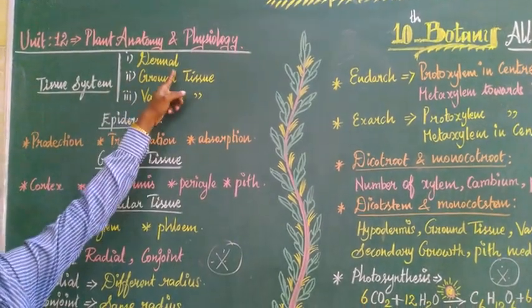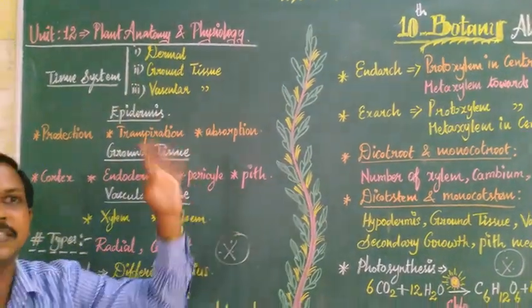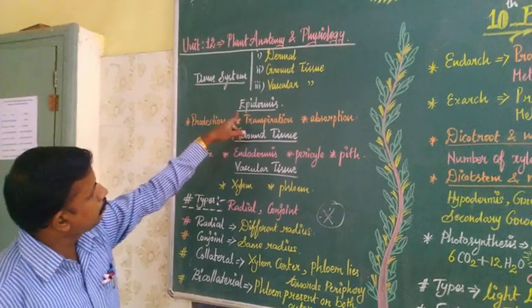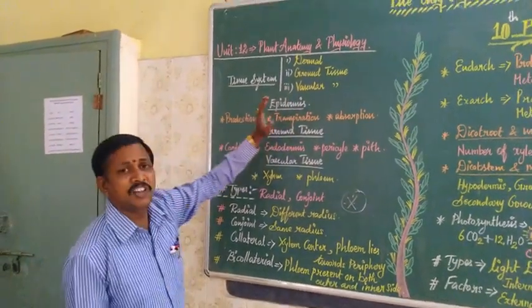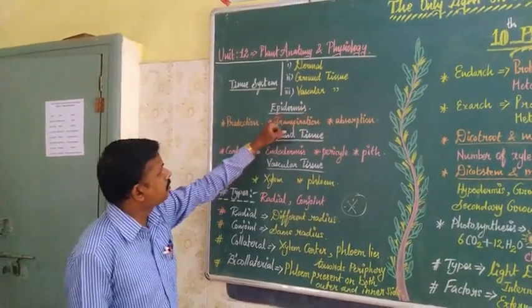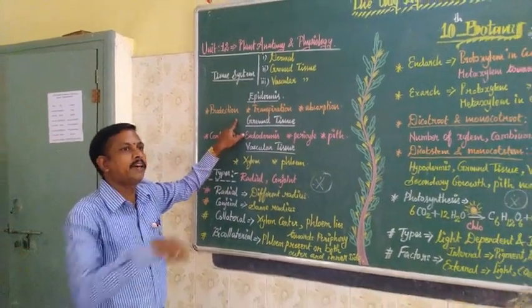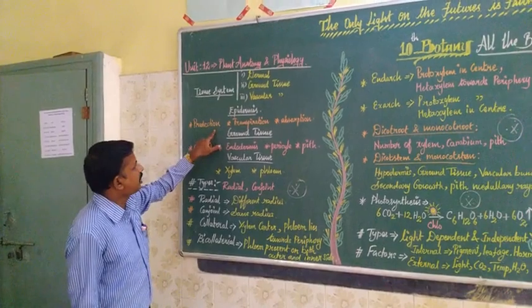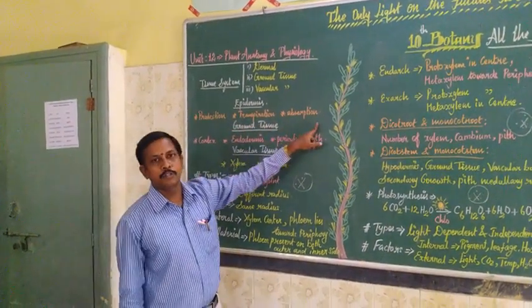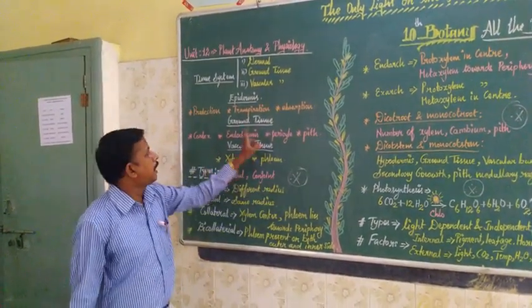So dermal system. What is the dermal? Dermal is otherwise called the epidermis system. What are the functions of the epidermis system? That is the outer layer of the plant. The functions are protection, transpiration and absorption.